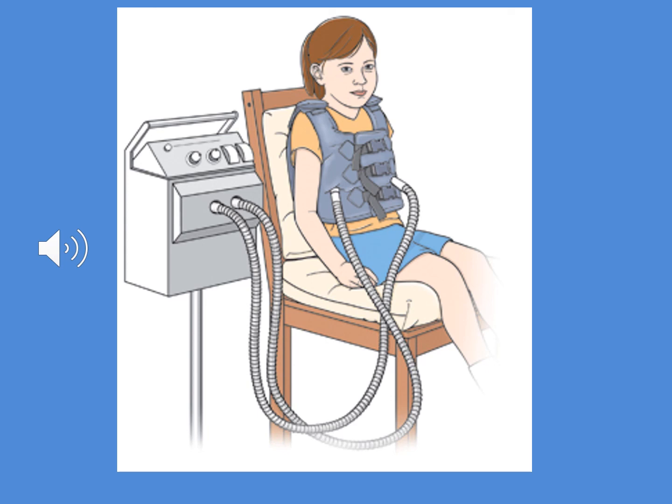This last slide is just another example of a different type of therapy for really doing the same thing as manual CPT. This is called vest physiotherapy. It does the same idea. They strap this vest on and they turn on the machine, and it basically vibrates to help loosen up that mucus. And the idea is hopefully, again, that they can cough that up.